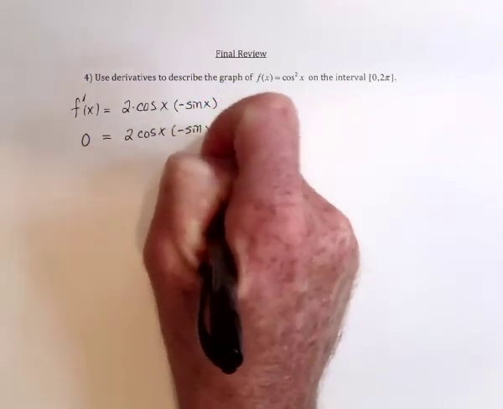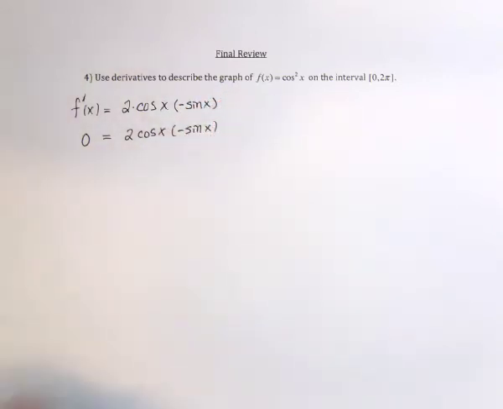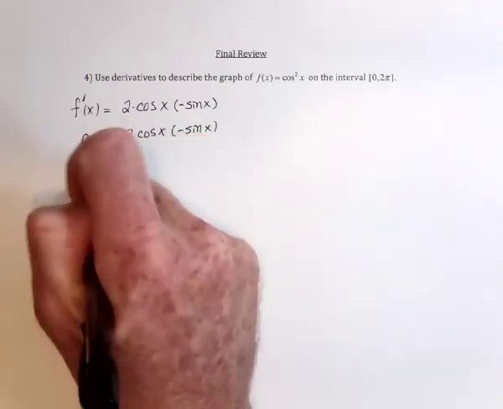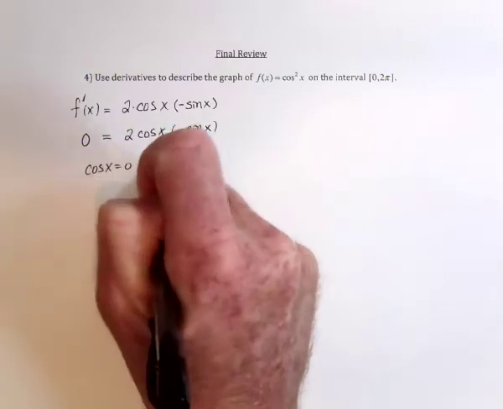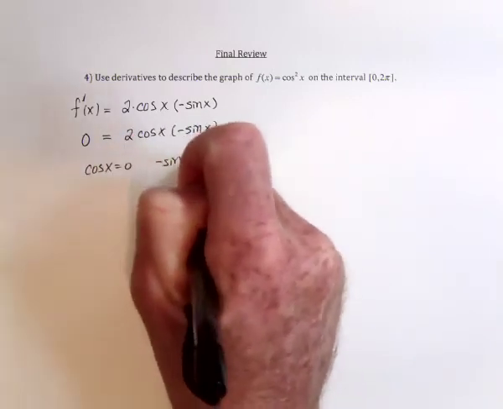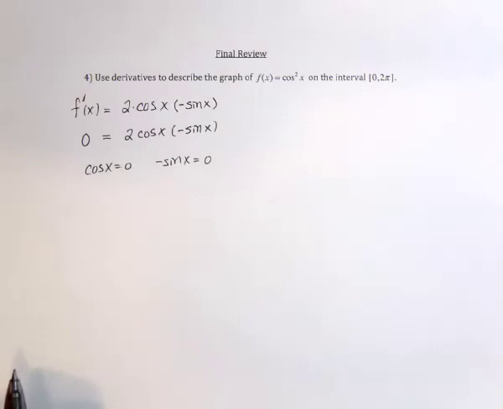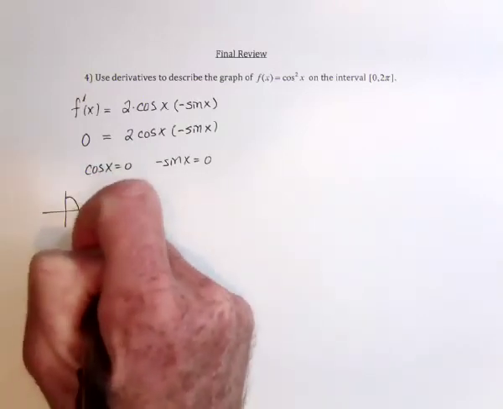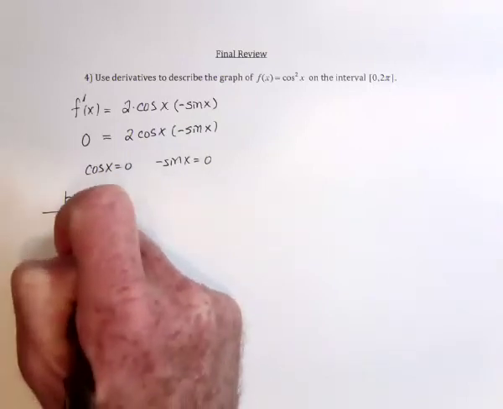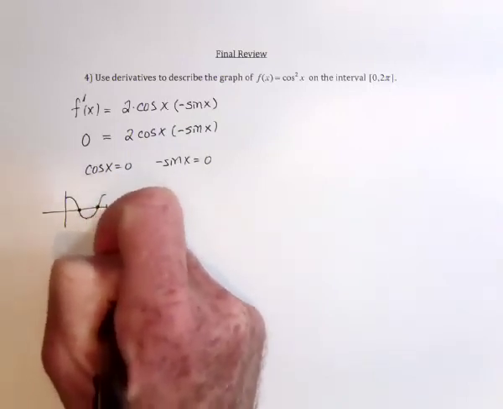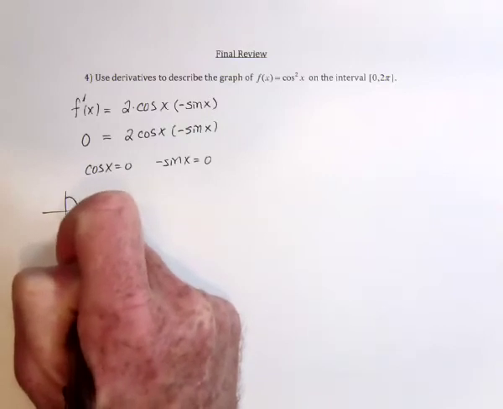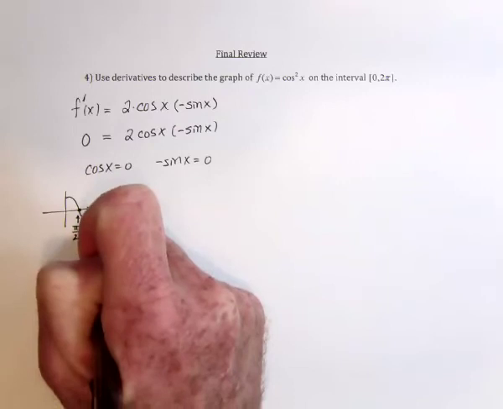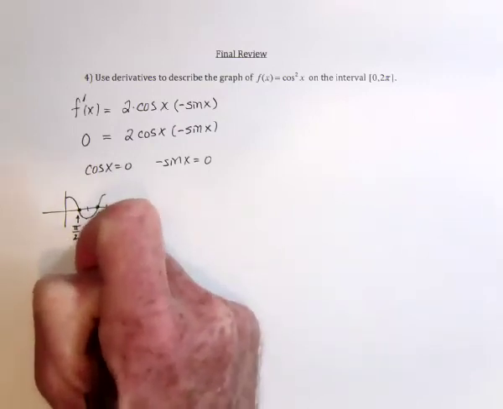And since it's already factored for us, then just set each factor equal to 0. So where does cosine equal 0? Where does negative sine, or in other words just sine, equal 0? So cosine would look like this, and it's going to equal 0 right here and right here. There's 2 pi, and the middle would be pi. This one is at pi over 2, and this one is at 3 pi over 2.